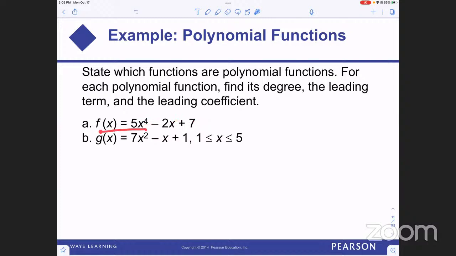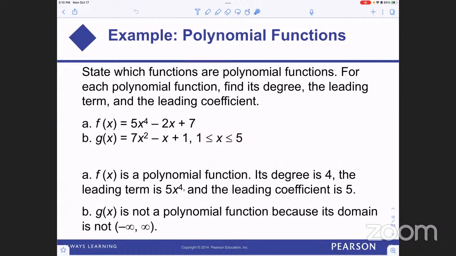If you had to guess on part B, would you guess it is a polynomial, yea or nay? I would say that without this restriction here, yes, it is a polynomial. But one thing we said a slide or two ago is that the domain of a polynomial is all reals. This domain is restricted between 1 and 5. So this cannot be a polynomial.